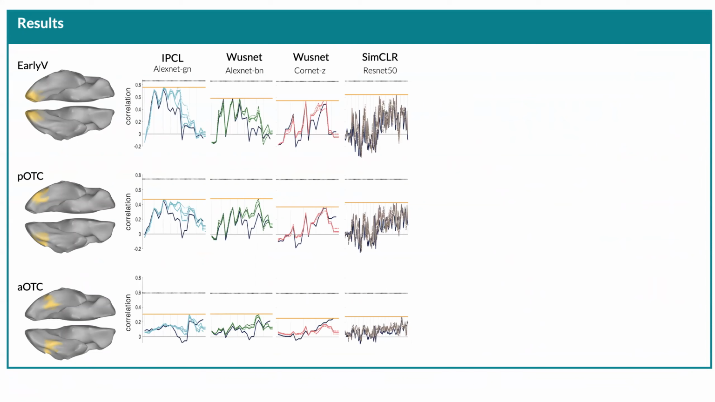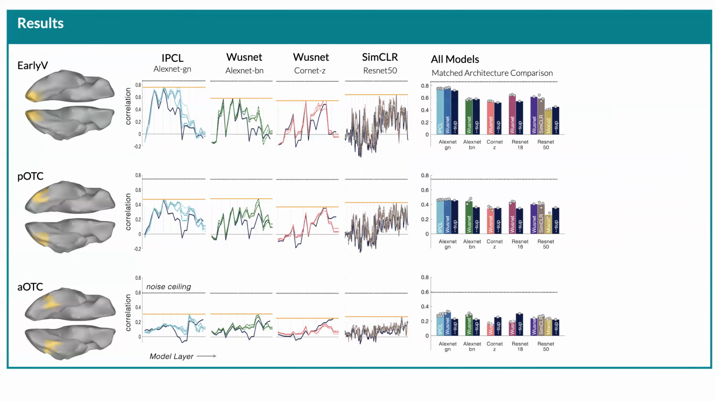So here's a bunch of layer-wise correlation plots. Here's the noise ceiling. On the x-axis is the model layer. On the y-axis is the correlation. Each subplot, these are different variations of the IPCL model, and the supervised line is in dark. You can see 4 different model families. Here is all models we trained, looking only at the peak layer. Each gray dot is a model trained, and these are grouped by learning framework and architecture.